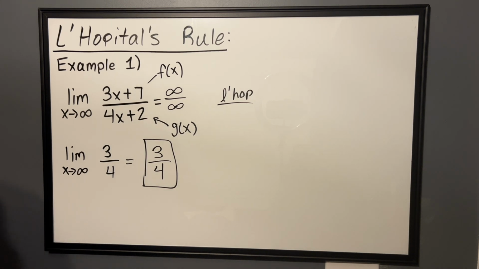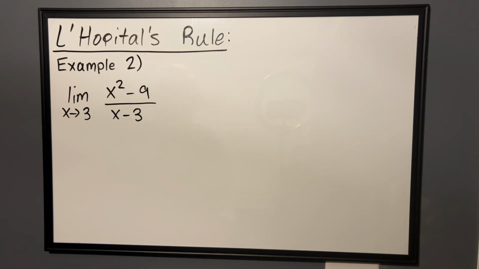But this is very, very helpful, especially for more complicated limits. So we're going to get into a couple harder ones right now. So we're going to go ahead and get started with example number 2. Okay, so here we have example number 2. This one is the limit as x approaches 3 of (x squared minus 9) over (x minus 3).